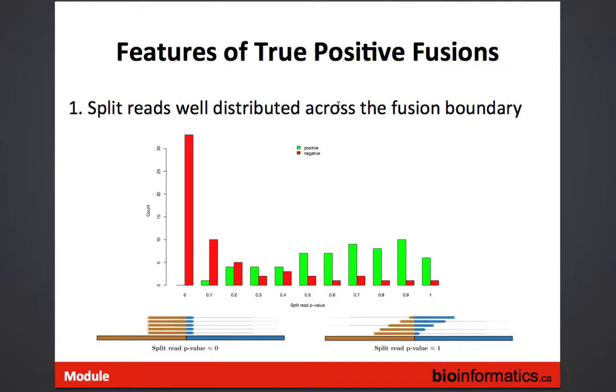The first one refers to how well, when we've reconstructed our fusion transcript sequence, the reads distribute across the fusion boundary. If we have them all stacking up together in the same location and contributing only a small amount of sequence on one side, this smaller sequence on the blue side of the fusion transcript is often called an anchor because it anchors one side of the fusion to the other. If this is quite small and they all stack up in the same place, that's a pretty good sign it's a false positive. And that's what we see in this histogram, where green are positives and red are negatives, and we can see that this feature of how well these distribute is separating the false positives from the true positives.